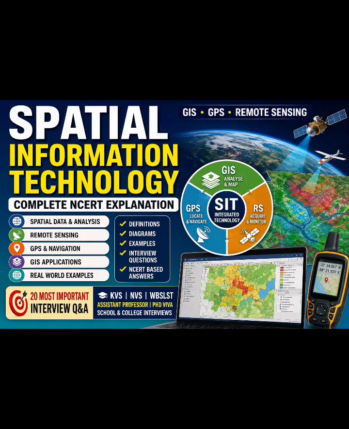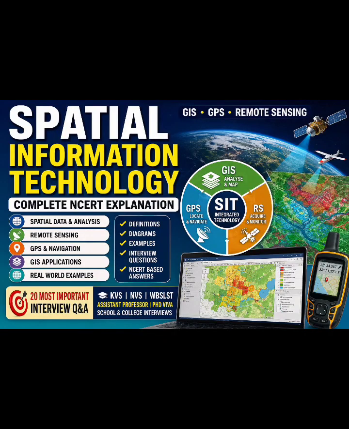Next question, why is GIS considered the core component of spatial information technology? So GIS is considered the core component because it integrates spatial and attribute data, performs analysis, prepares thematic maps and supports scientific decision making. It transforms raw geographical data into meaningful information for planning and management. For example, during flood management, GIS combines rainfall, elevation and drainage data to identify flood prone areas.